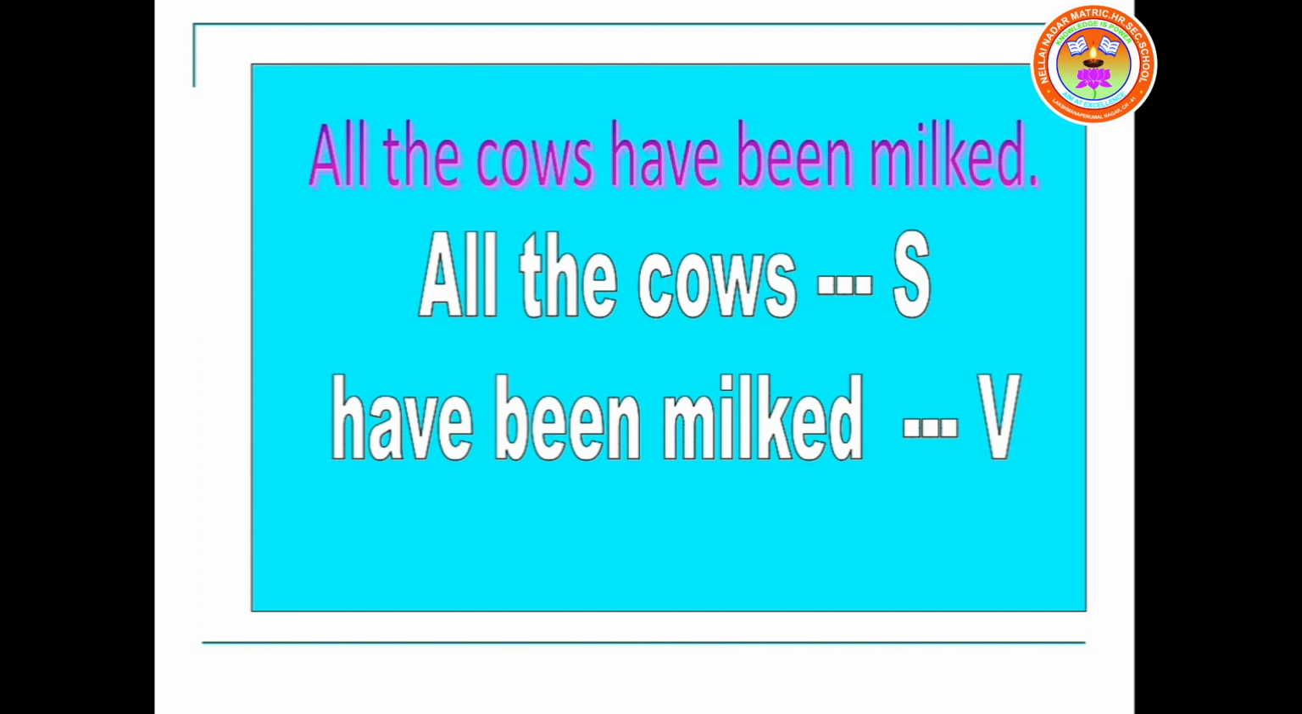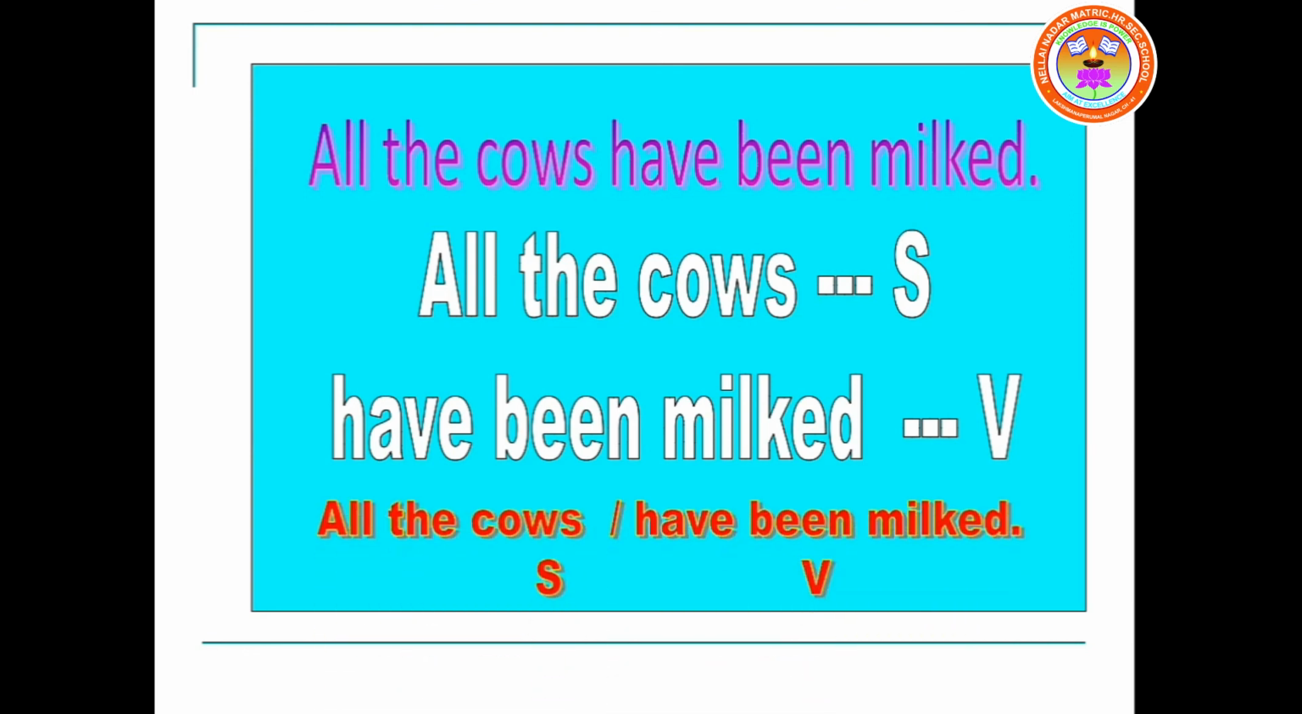Next sentence is all the cows have been milked. In this sentence, all the cows is the subject. Have been milked is the verb. The pattern is subject verb, SV.